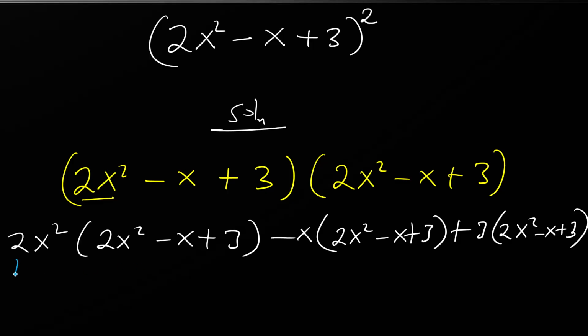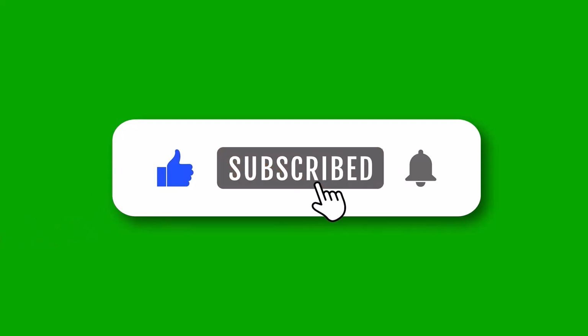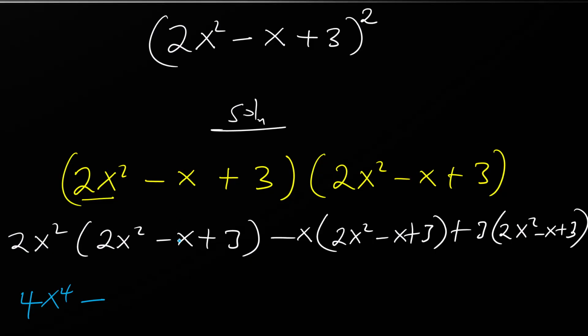So don't forget 2 times 2 is 4. Then x squared times x squared, add the powers, x to the power 4. Now we go again. 2x squared times minus x, so minus, the coefficient is 1, so 1 times 2 is 2. The power here is 1. Then x squared, that will be x cubed. 2x squared times 3, that will be 6x squared. So we are now with the first bracket.